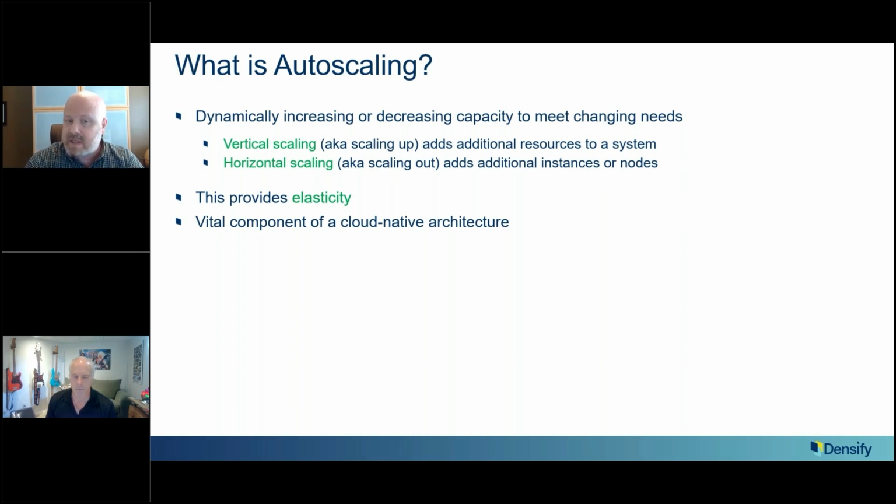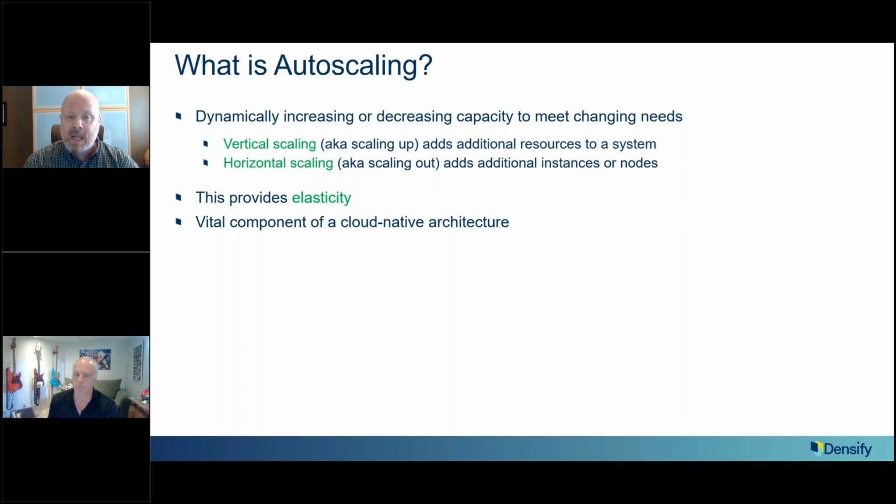But there's also an additional kind of scaling that's called horizontal scaling, and it's also called scaling out. And this is where we add additional instances or add additional nodes in order to add additional parallelism. And we add additional capacity by doing that, adding more instances or nodes. Together, these two autoscaling techniques provide elasticity.